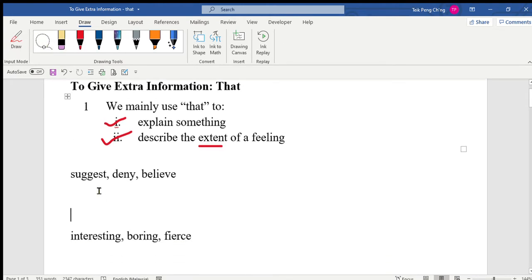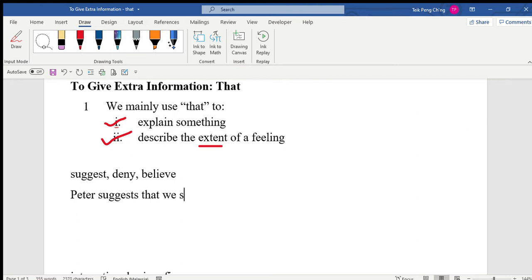I would like to use three examples to explain this point to you. Look at the first one. "Peter suggests," and then you have to ask, Peter suggests what? So when you want to further explain the verb, you have to use "that." Peter suggests that we should have our dinner in the restaurant.